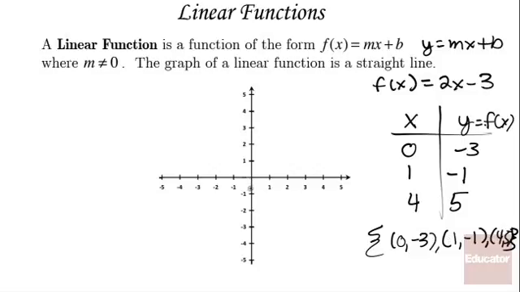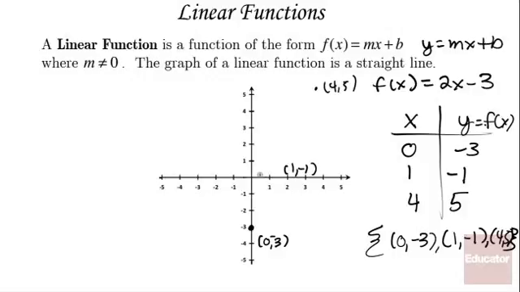X is 0, y is negative 3, is my first point. X is 1, y is 1. So (0, negative 3), and then I have (1, negative 1), and then finally (4, 5). And I could connect this out to form my line.